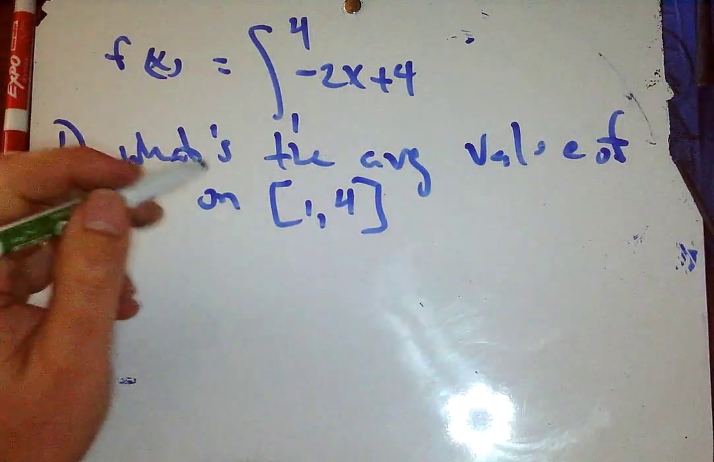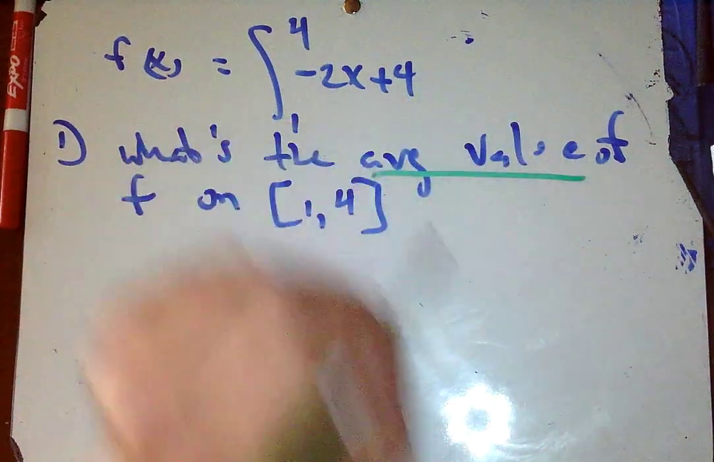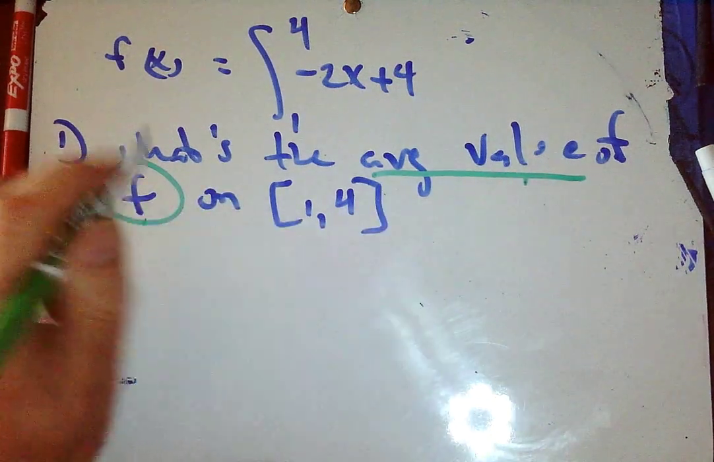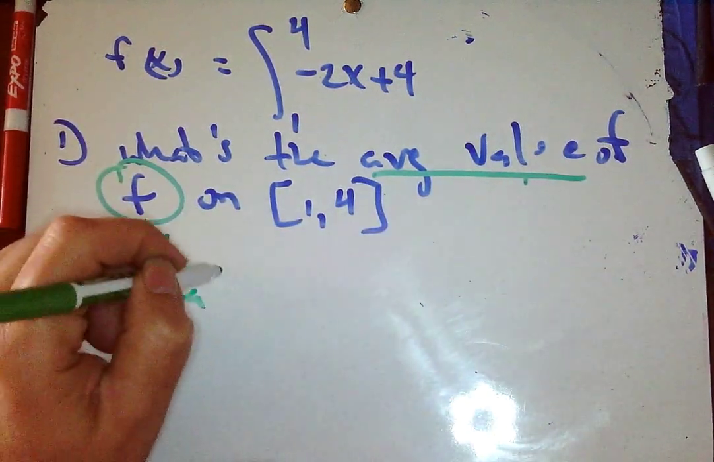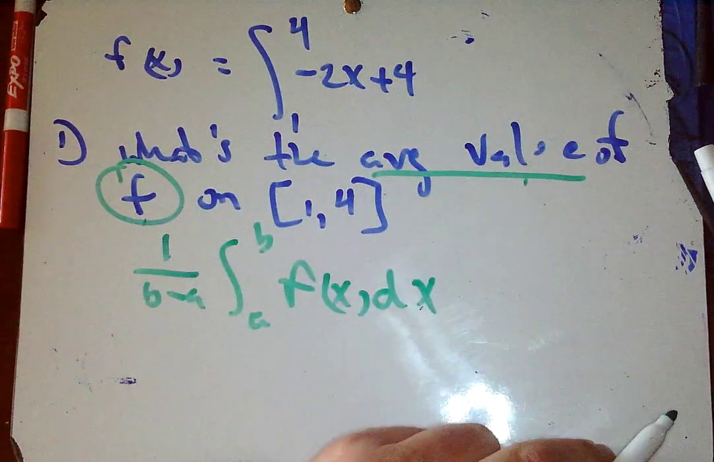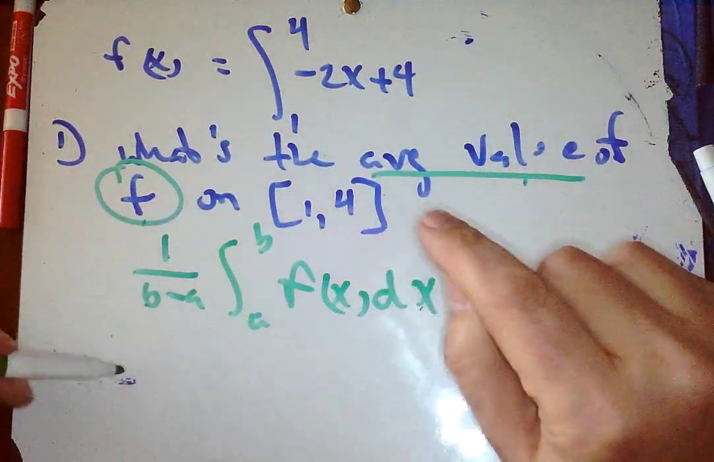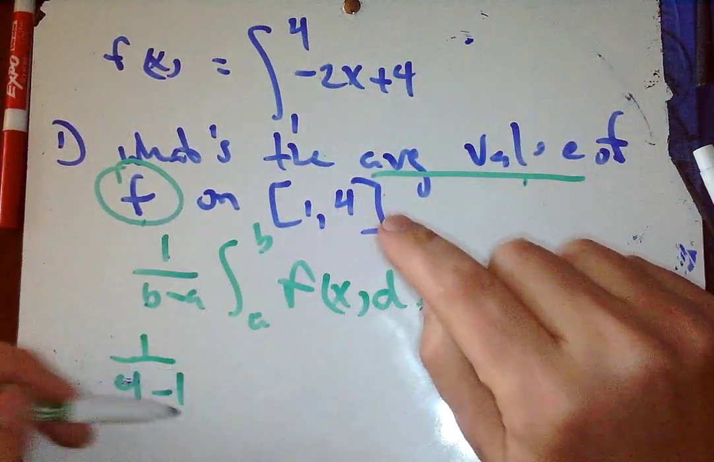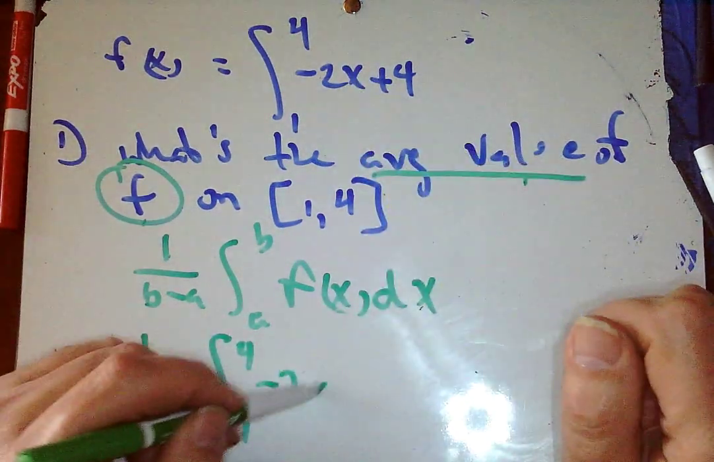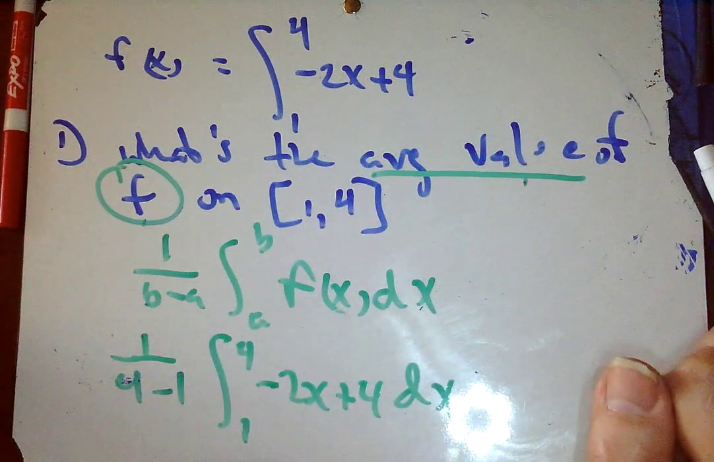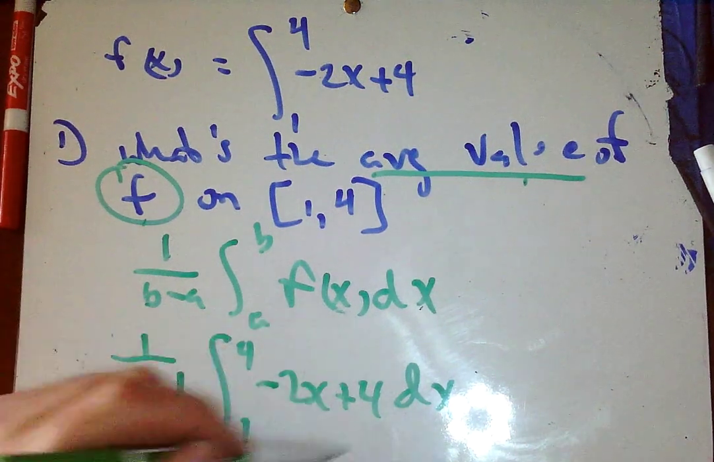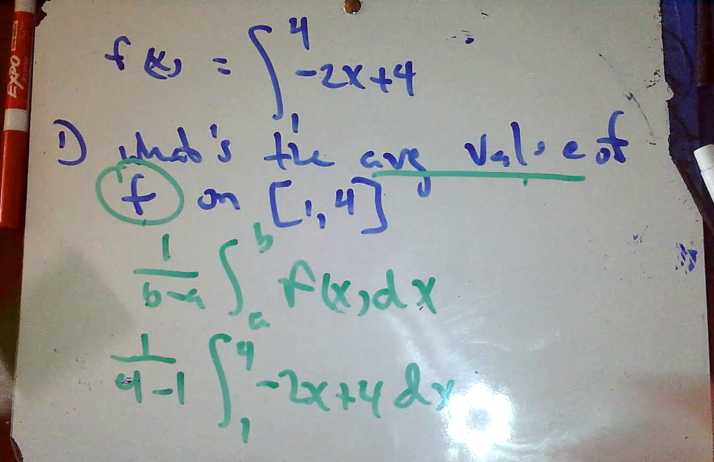Welcome back. What I hope is that you remember you're looking for the average value of the given function. And because we're looking for the average value of the given function, I need to use the average value formula. So for us, our b value is 4, our a value is 1, integrating from 1 to 4, this f of x, minus 2x plus 4, dx. Well, great. I know I've got 1/3 here and here. How do I evaluate a definite integral? I need to use the antiderivative.